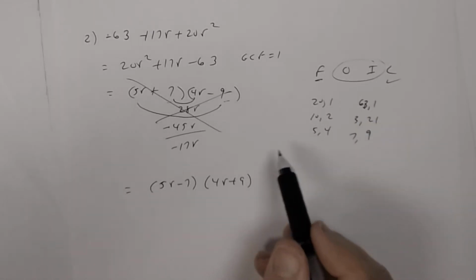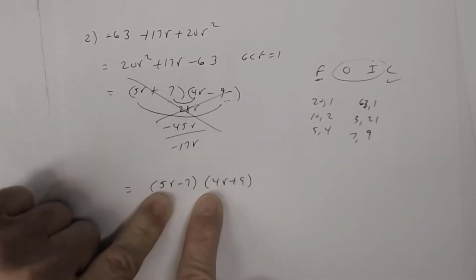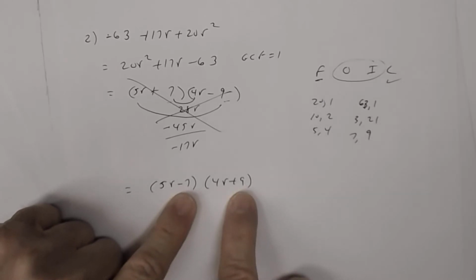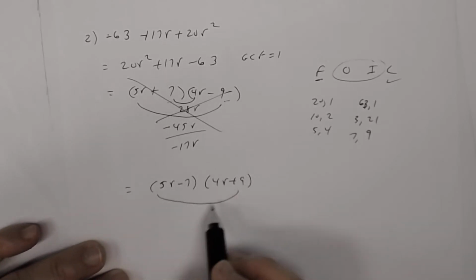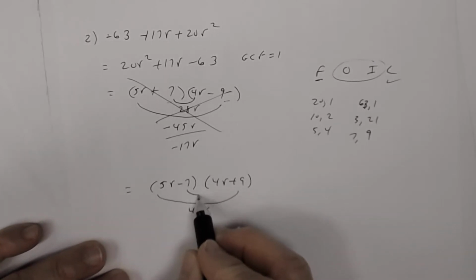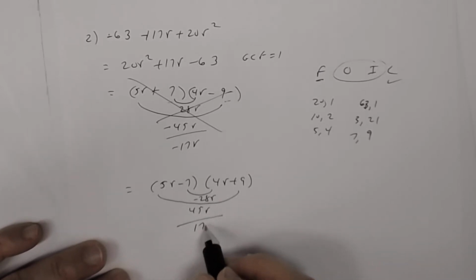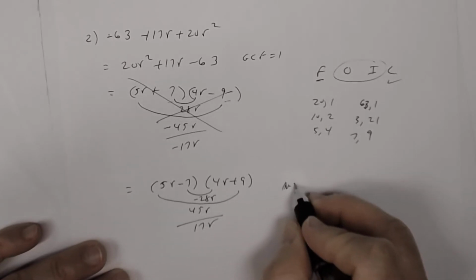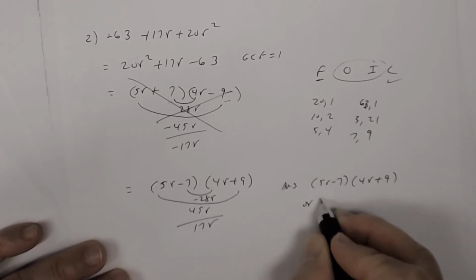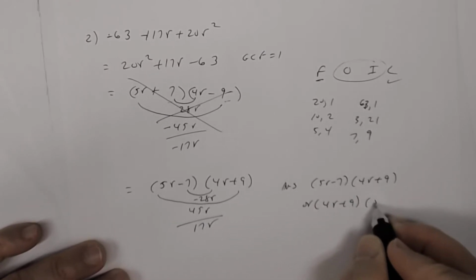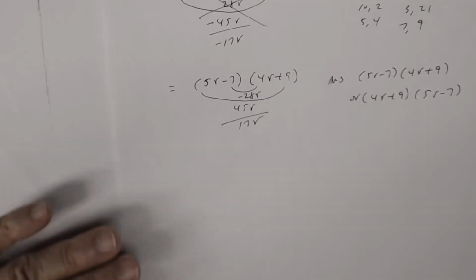Okay, and again, always check. 5R times 4R is 20R squared. A negative 7 times a positive 9 is a negative 63. Now let's do the outer and inner. So my outer, 5R times 9 is 45R. A negative 7 times 4R is a negative 28R. And when I add them up, I get 17R. So the answer then will be 5R minus 7 times 4R plus 9, or 4R plus 9 times 5R minus 7. Okay? All right, so notice the thought process as we go through this.